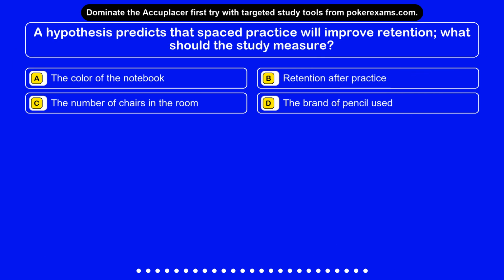Question 25. A hypothesis predicts that spaced practice will improve retention. What should the study measure? Option A, the color of the notebook. Option B, retention after practice. Option C, the number of chairs in the room. Option D, the brand of pencil used.